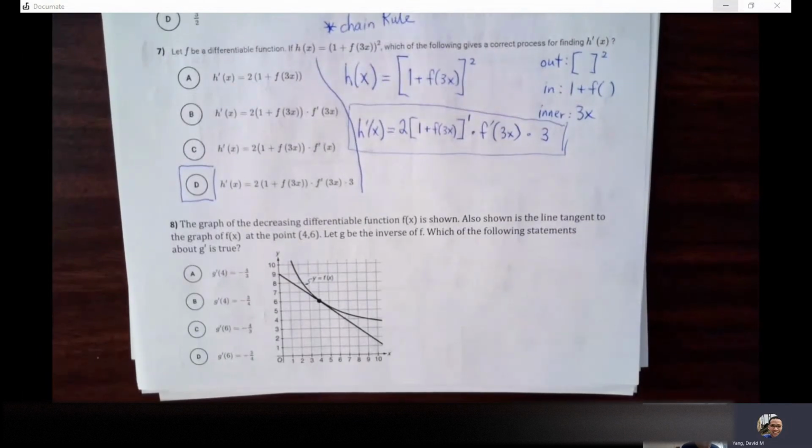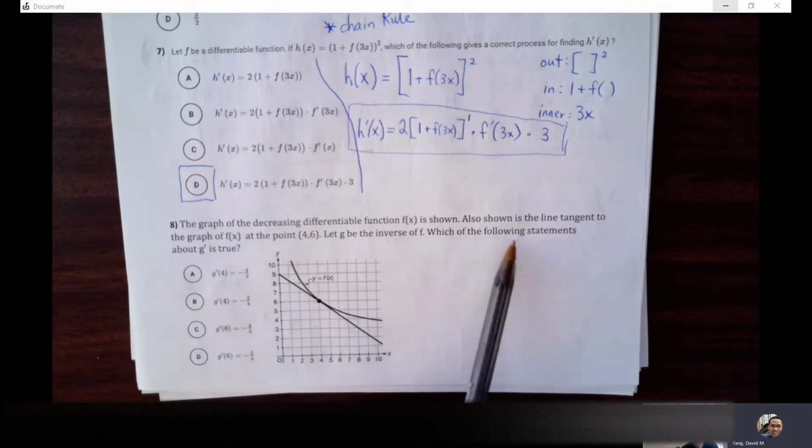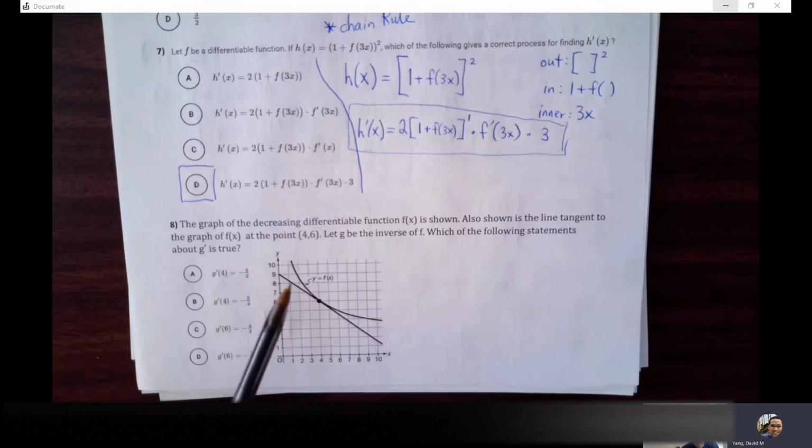Number 8 is demonstrating this relationship between a function and its inverse, as well as their derivatives. And I like to go through a chart to help map my progress here. It says the graph of a decreasing differentiable function is shown. As shown, we have a tangent line to the graph of f at the point (4, 6). Let g be the inverse of f. Which of the following is true?